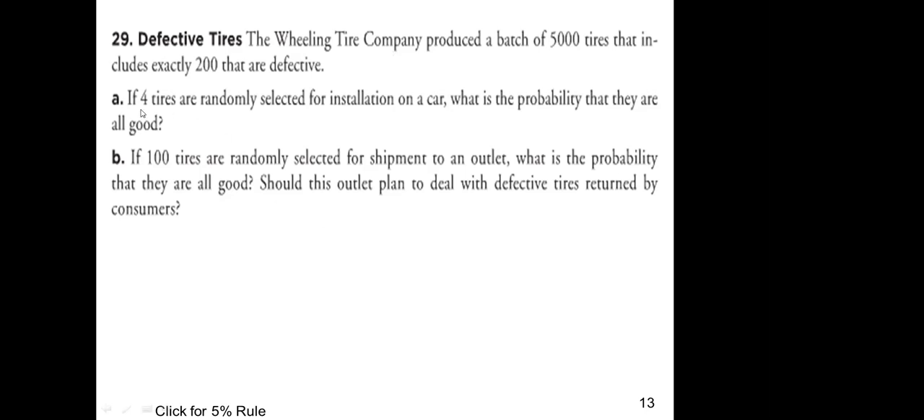So you asked me two questions here. If I pick four tires at random, what's the probability that they all were good? Well, if 200 were defective, then I got 4,800 that are good. And then he turned around and asked me the same question, but now he wants me to pick 100 tires. Well, let's see how these problems differ.